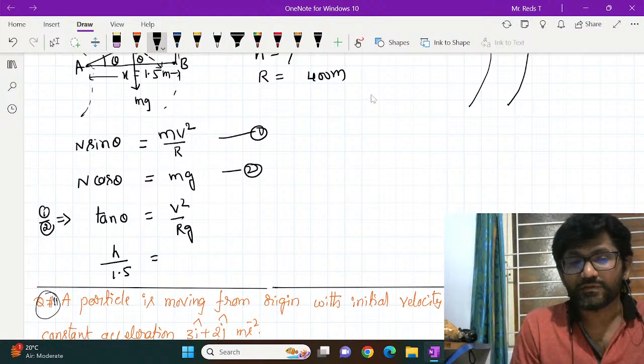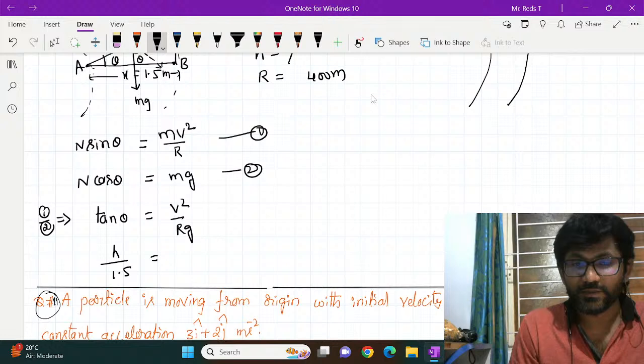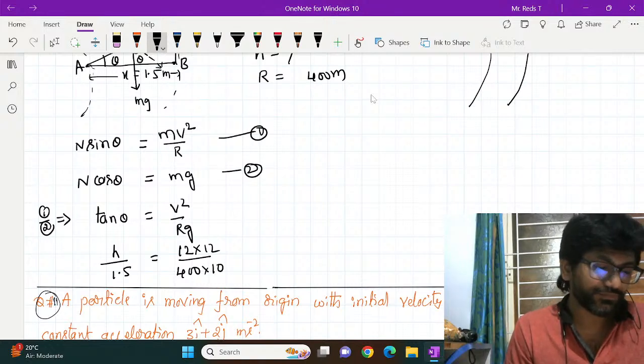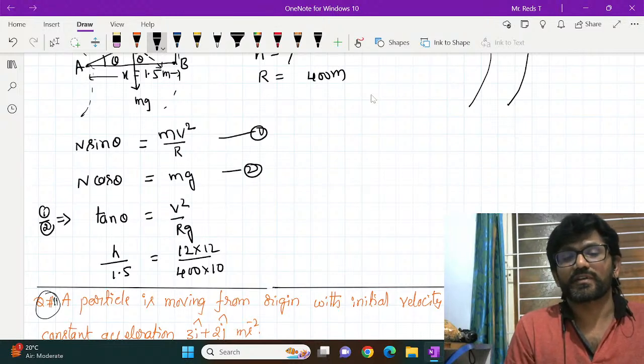This is equal to v square. The v value is given, how much is that? 12. Directly can substitute 12 square, 12 into 12 by the radius, given as 400 meters, and g you can take as 10. So now by simplifying this, you can find out h, where everything is clear and only h is unknown.